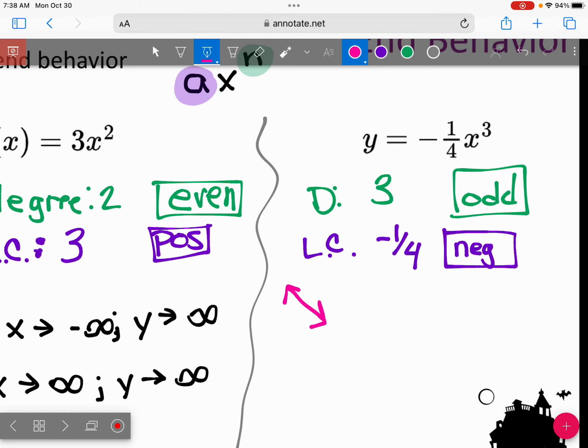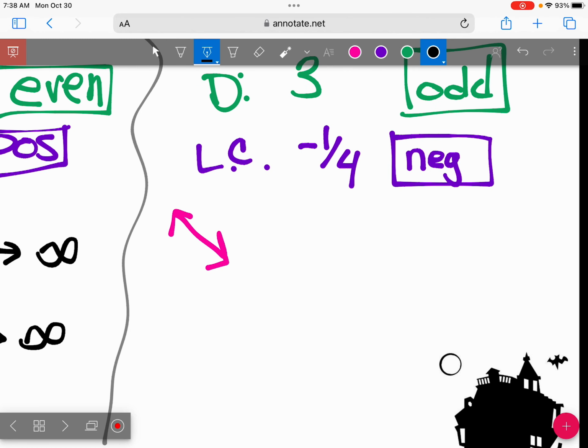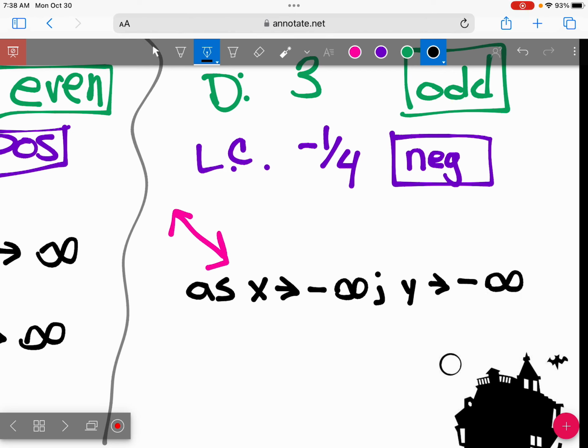All this tells us about is the arrows. It doesn't tell us anything about the middle, if it wiggles, squiggles, hops, jumps, skips, whatever. All this tells me is our arrows. So the way we write these arrows again is as x approaches negative infinity, y approaches negative infinity. Nope, sorry, it's approaching positive infinity. That's one of those be super careful things because it's really easy to get our signs switched up.